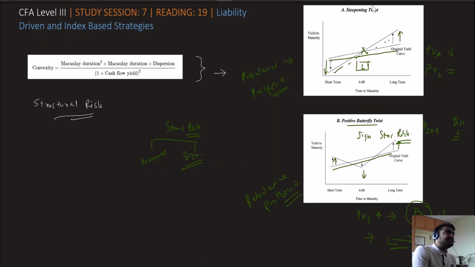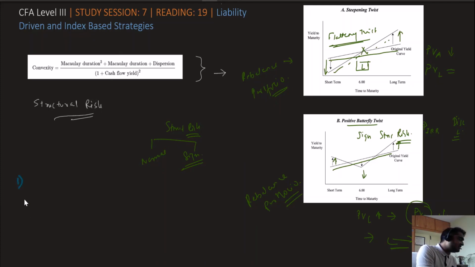Now, similar to the steepening twist, we have a flattening twist, which is just the opposite of the steepening twist. And similar to the positive butterfly twist, there is a negative butterfly twist, just the opposite of this. Now, let's discuss the conditions that are very important to immunize a single portfolio liability. And remember this, a lot of essay related questions would come from here, and you need to remember the conditions very well.